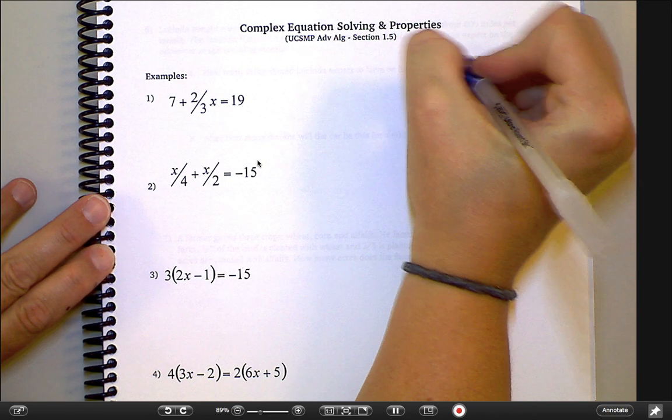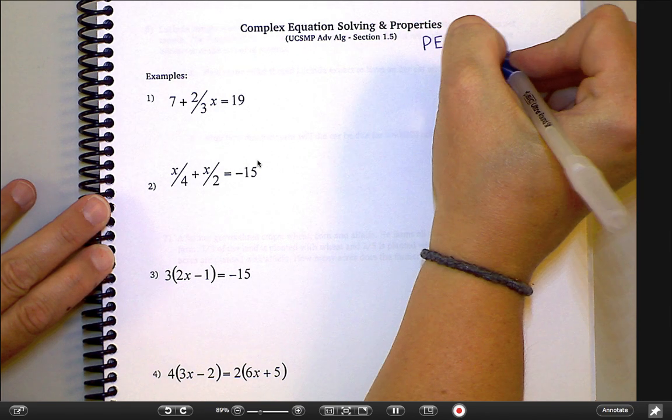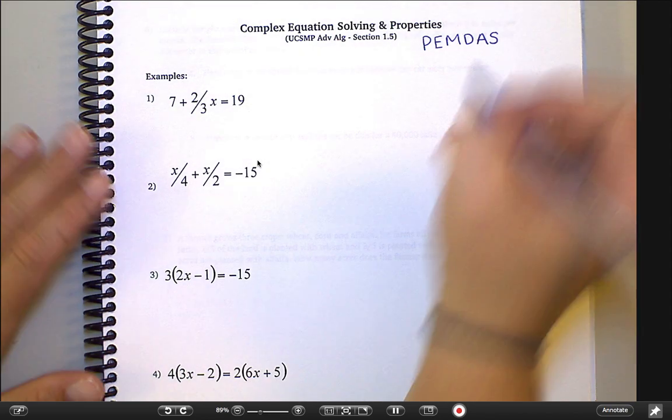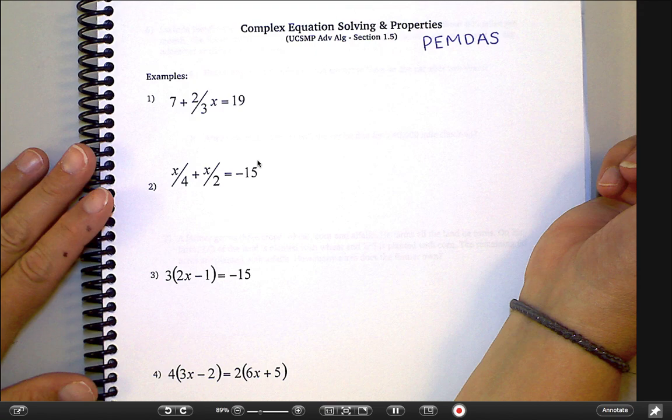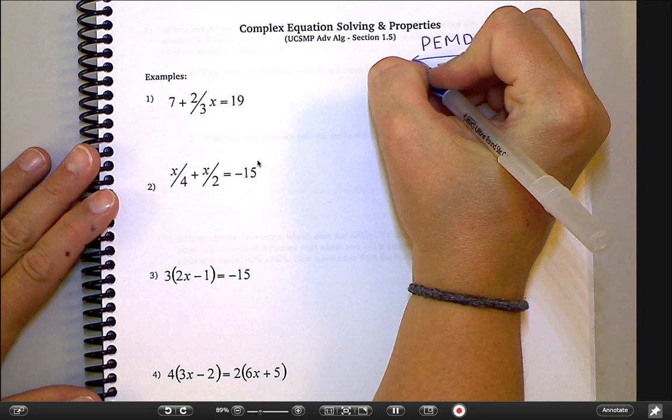Okay? So with this first equation, first, I guess, equation solving in general, we know that PEMDAS is the order that we do math in, right? We use order of operations when we are evaluating expressions, when we're doing math. But equation solving is all about undoing the math, okay? It's all about working backwards like this, okay?